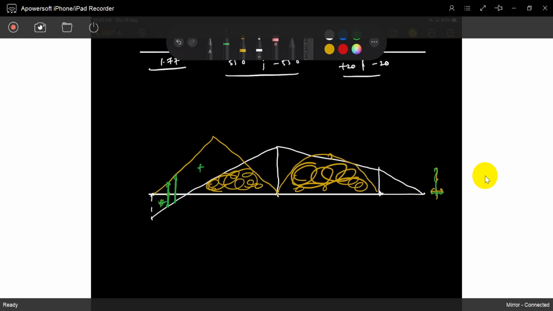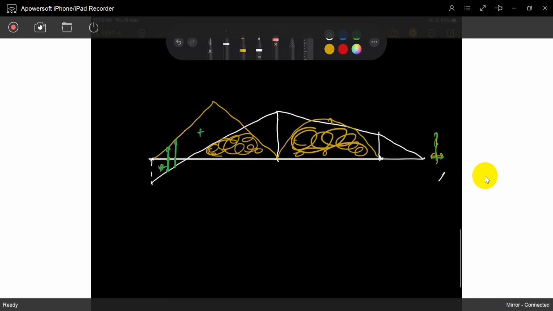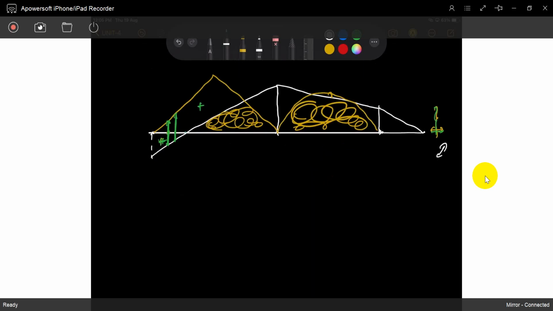That's the procedure we can follow when support settlements are there. That's it. Now we will see the problems.